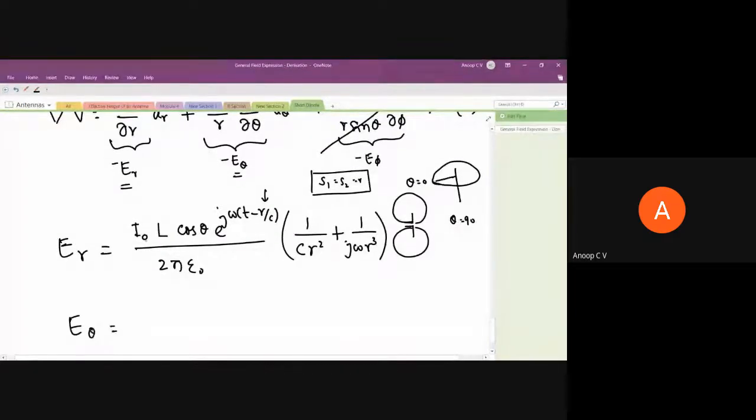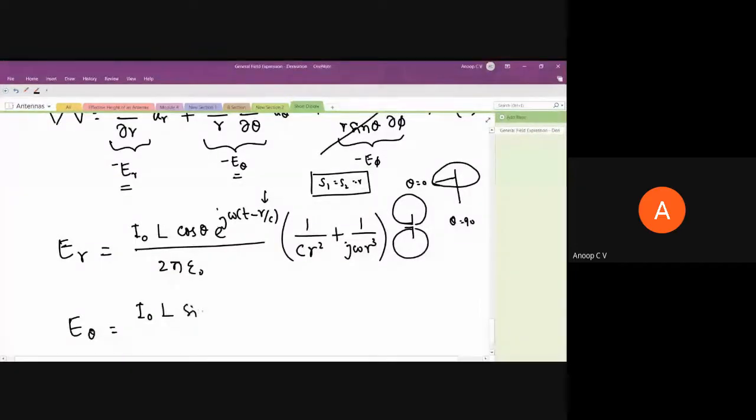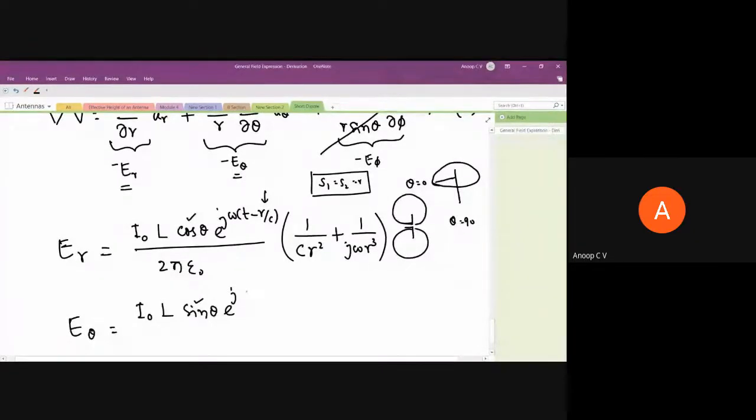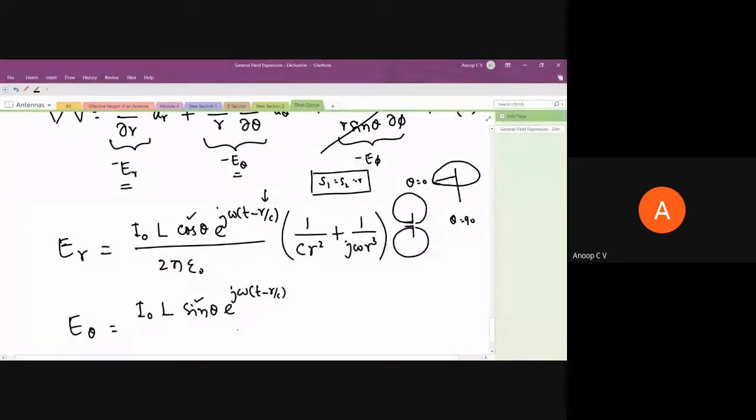Similarly, the E theta expression will be, numerator is dependent on I naught, it's dependent on L. But the E theta component is proportional to sine theta, so that is the difference. So the first difference between E_R and E theta expressions is E_R is proportional to cos theta, E theta is proportional to sine theta. Please do keep that in mind. There is a reason why it is proportional to sine theta, but today I may not discuss, tomorrow of course I'll discuss it. e^(j(omega t - R/c)) divided by, here it is 2 pi epsilon naught, but this part is exactly half of that. It is actually 4 pi epsilon naught in E theta. So this is another difference, 2 and 4.